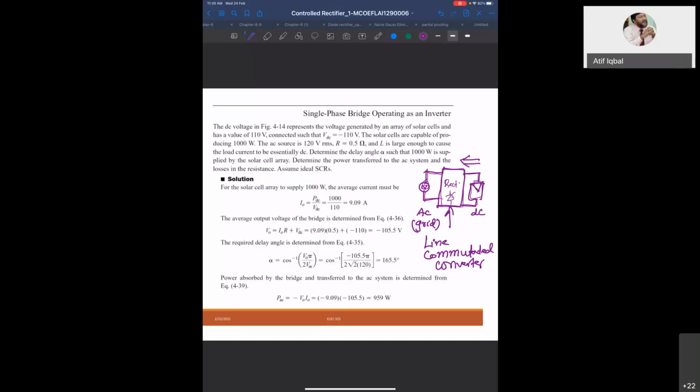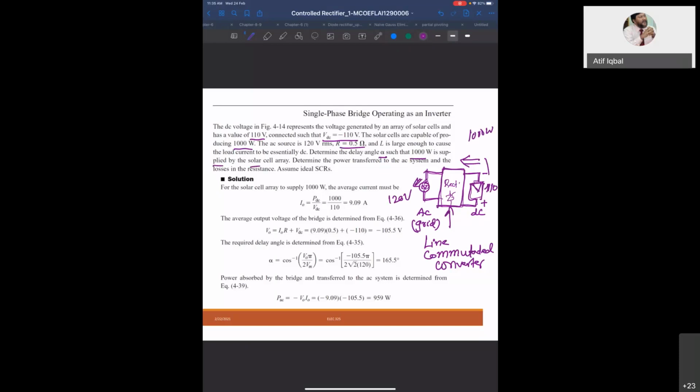So it says that you have a solar cell voltage of 110 volt connected such that the DC voltage is minus 110 volt. The solar cells are capable of producing 1000 watt. So we can calculate the current, because the voltage is given, power is given. Now the AC source on the AC side is a grid of 120 volt RMS. R is equal to 0.5 and L is large enough to cause the load current to be continuous. So determine the delay angle such that 1000 watt is supplied from the solar cell.